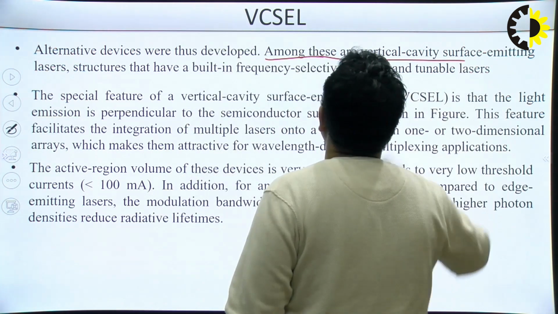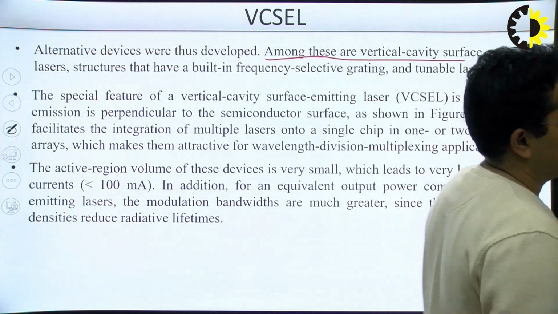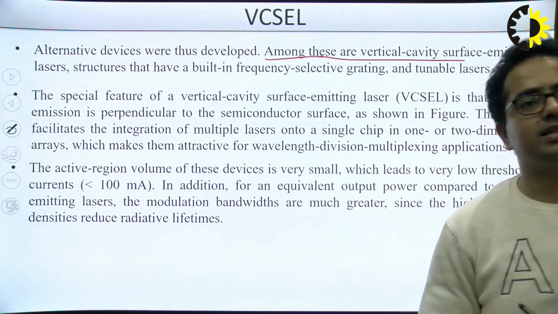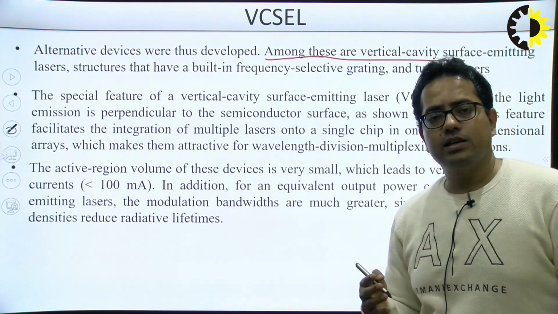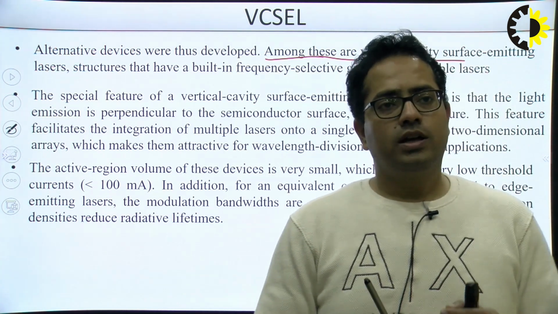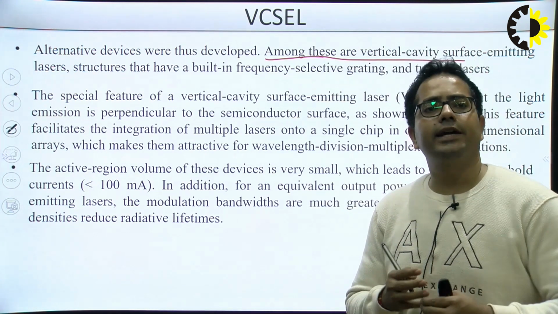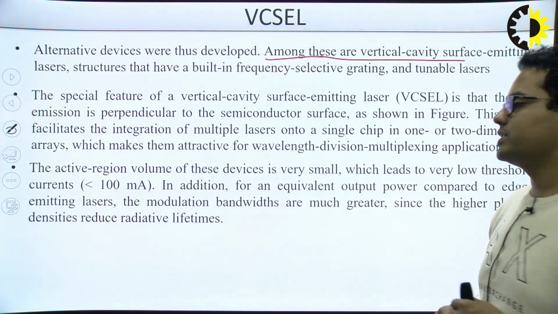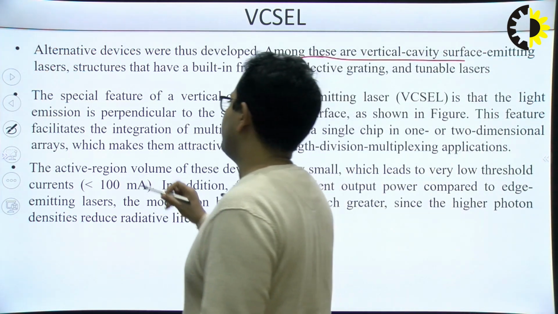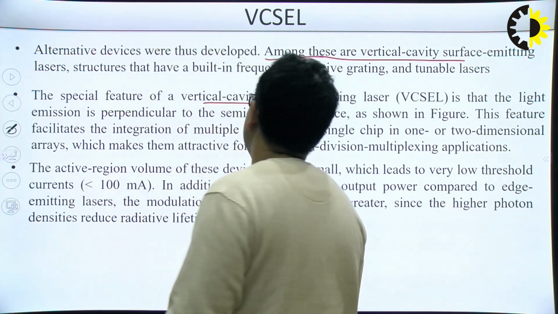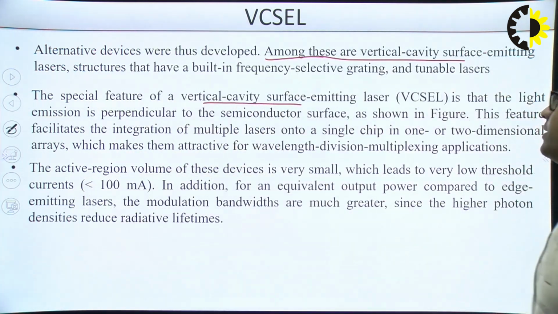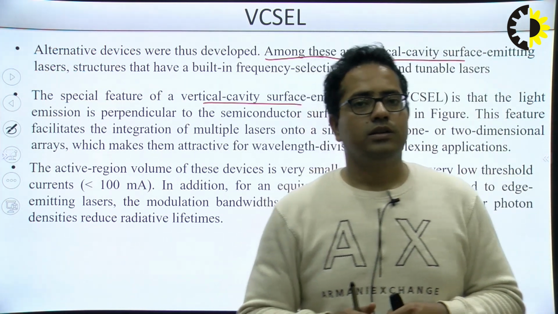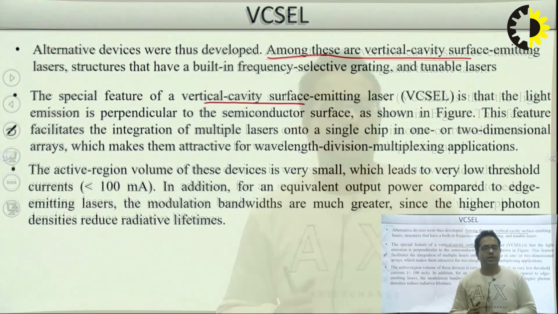In the vertical cavity surface emitting laser diode, the idea behind the development of this kind of laser is that the structure has a built-in frequency selective grating, and they are tunable lasers. The most attractive point of this laser is that light is emitted perpendicular to the surface, which we will see in the next figure.